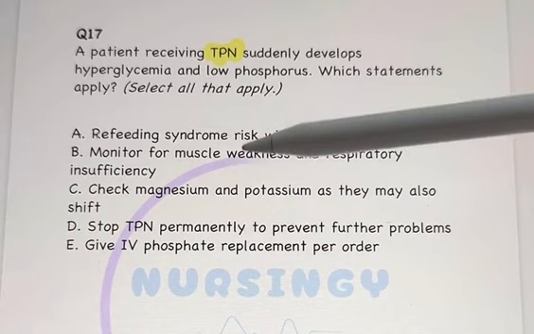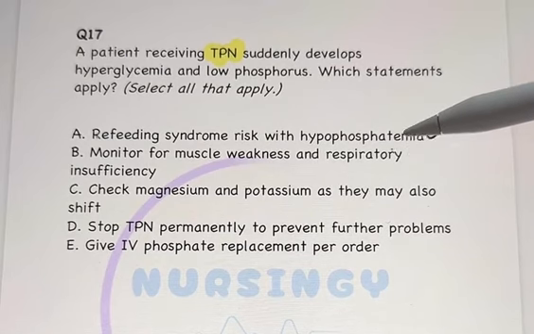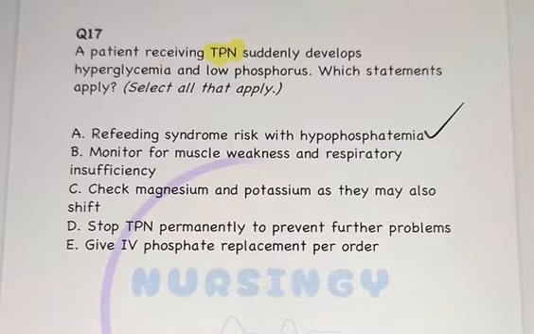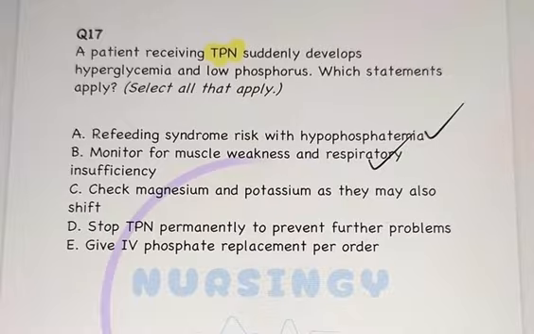What about monitor for muscle weakness and respiratory insufficiency? Why are we having this one? Again, phosphorus. Again, we are having this for phosphorus. Alrighty, B is correct. What about C, guys?